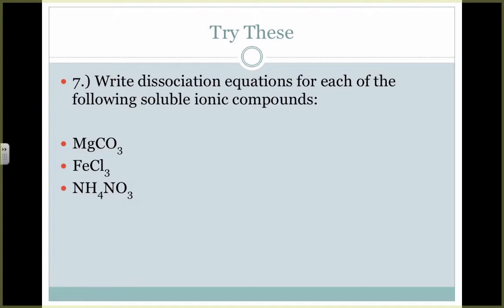Let's try writing a dissociation together. Let's look at the first example, MgCO3. This is an ionic compound, and it contains a polyatomic ion. We will get Mg2+ as our first ion, and we'll get CO3 2- as our second ion. CO3 2- is the carbonate ion, so it does not fall apart further. Pause the video here and write dissociation equations for the other two on this slide. When you come back, I'll reveal the answers.